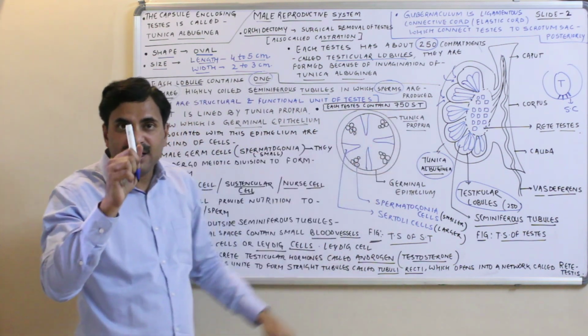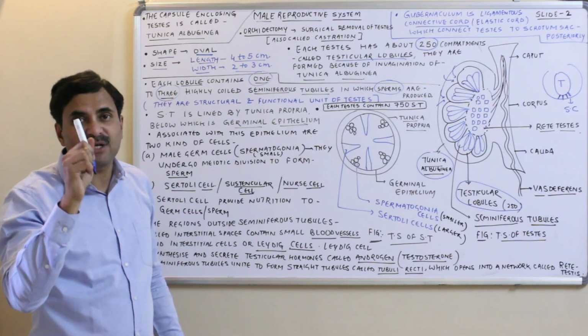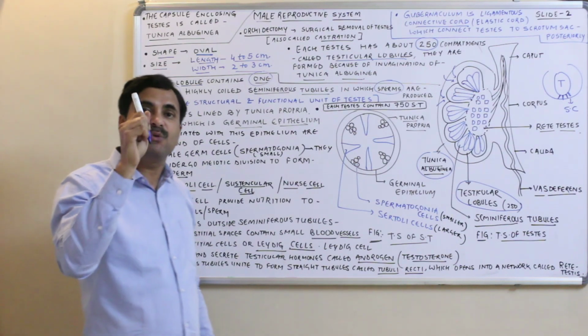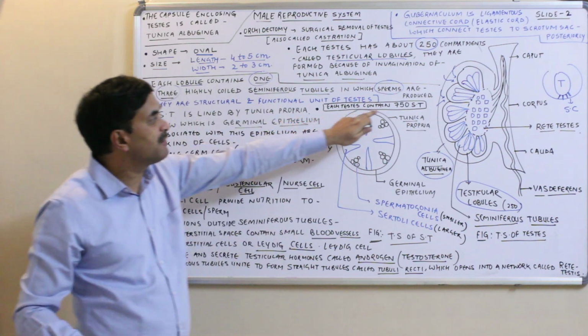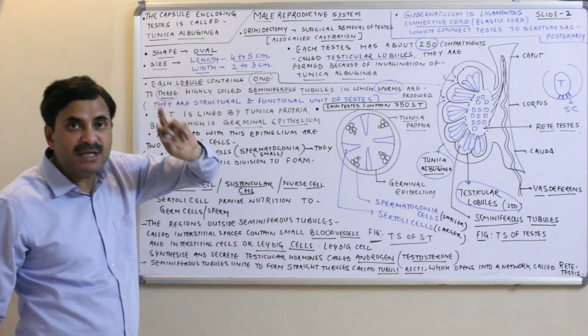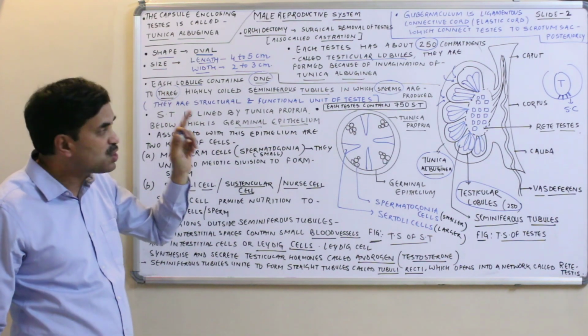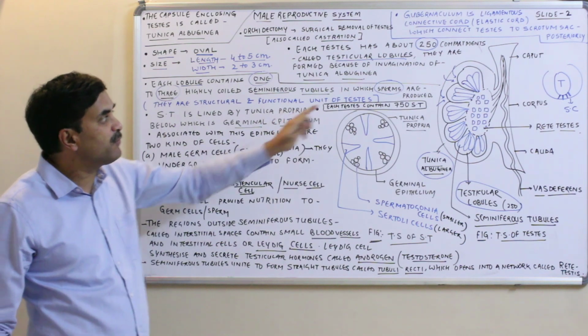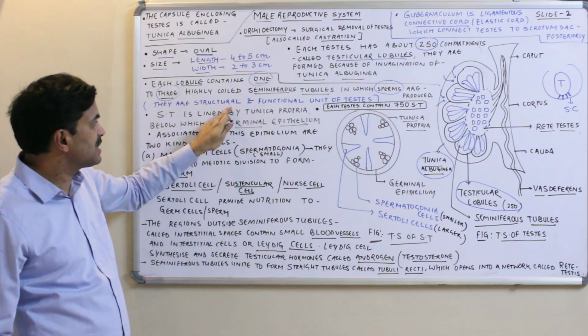750. Say each compartment is containing 3 seminiferous tubules. So compartments are 250, and 250 into 3 comes out to be 750 seminiferous tubules. So each human testis contains at least 750 seminiferous tubules which are responsible for the production of sperms, and that's why they are called the structural and functional unit of testes.